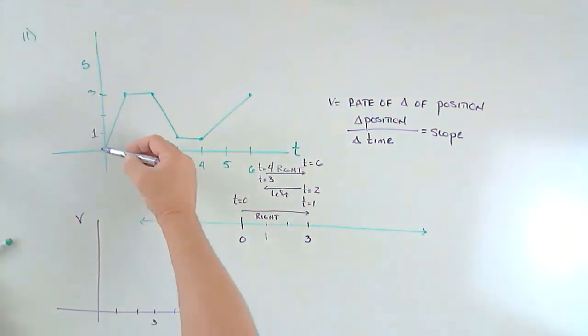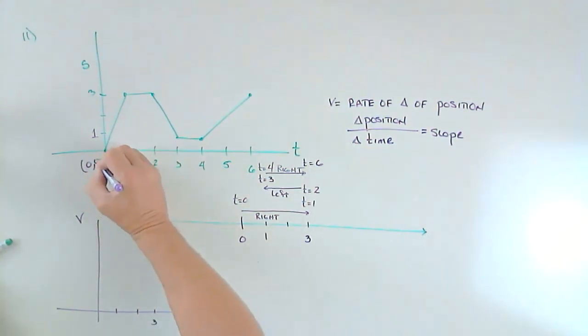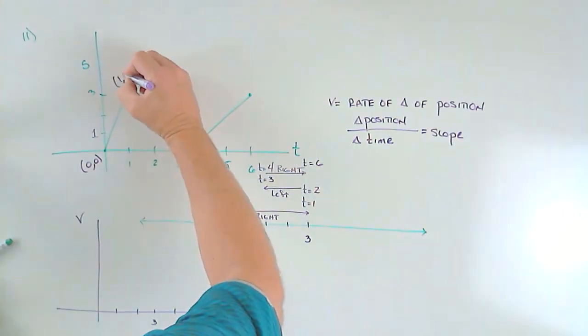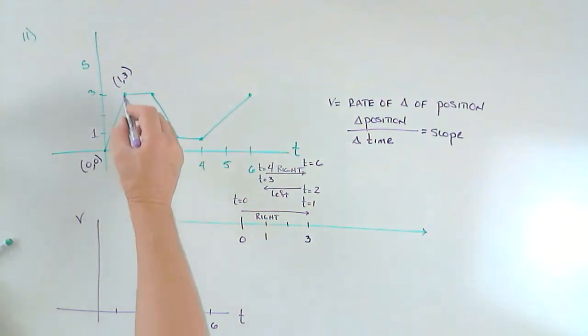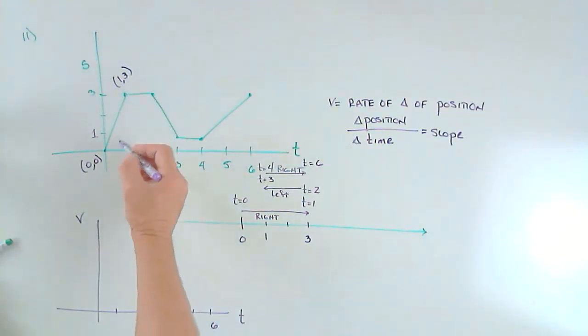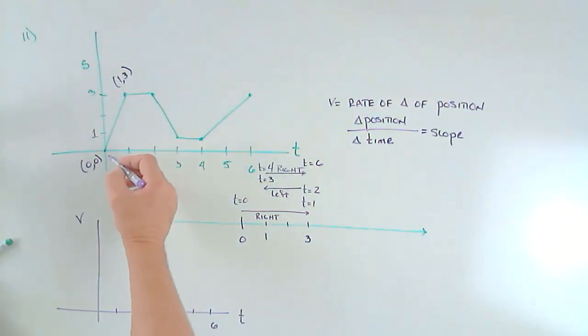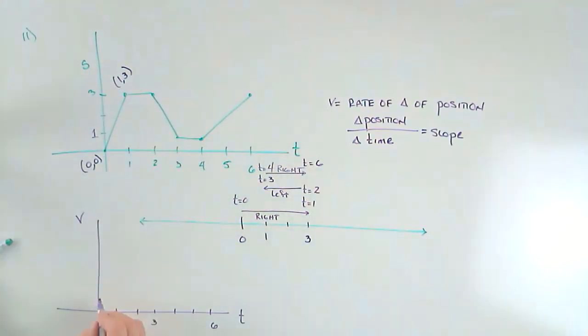Well, we know the slope of this curve. It goes from 0, 0 to 1, 3. We know that the change in y is 3. The change in y is over run. The change in x is 1. So from time 0 to 1, our velocity is 3.